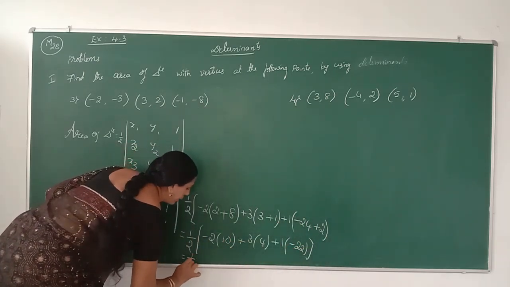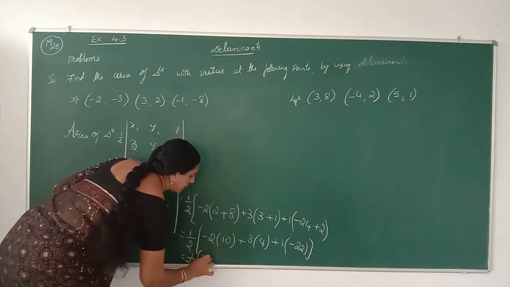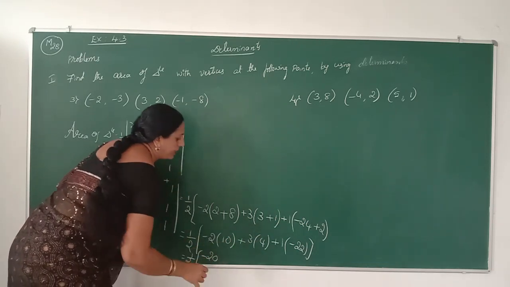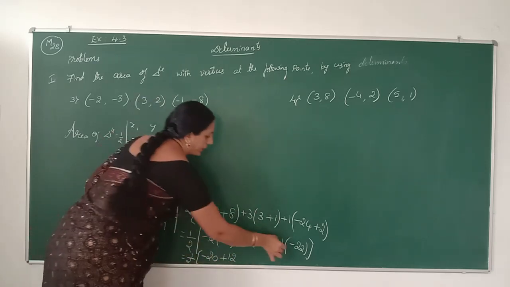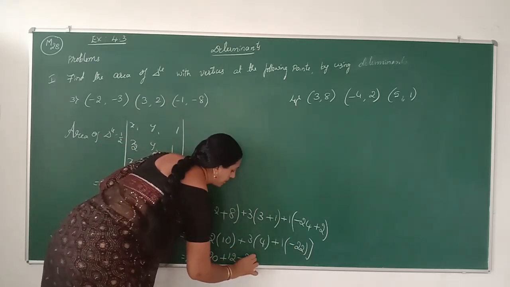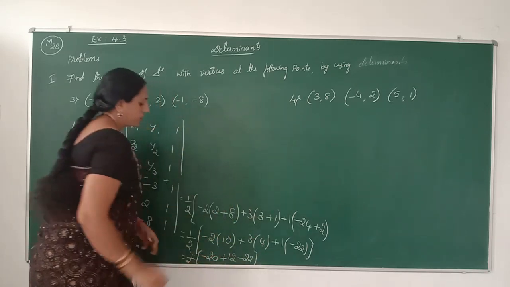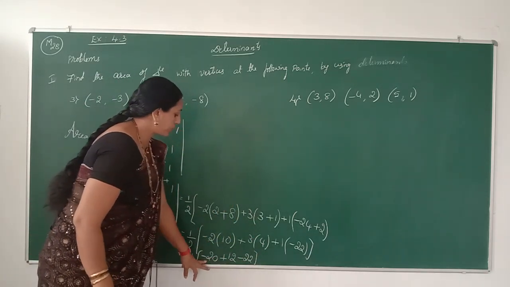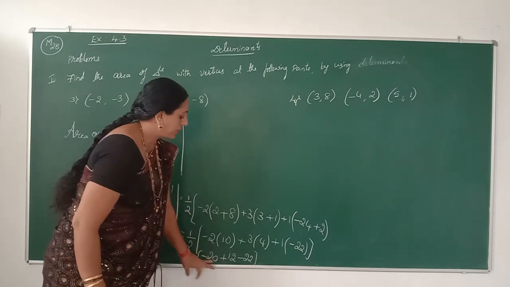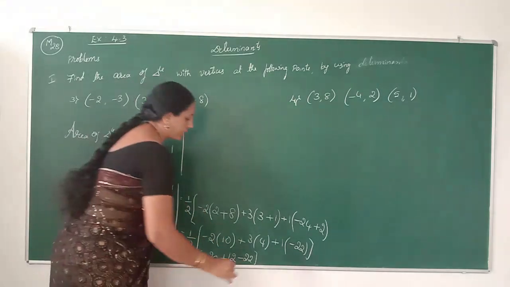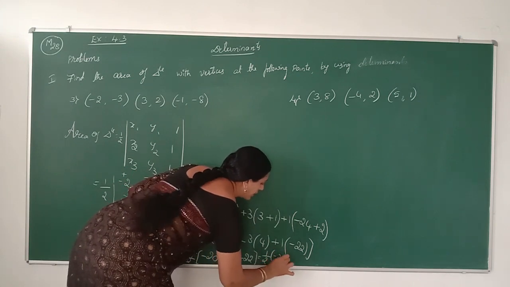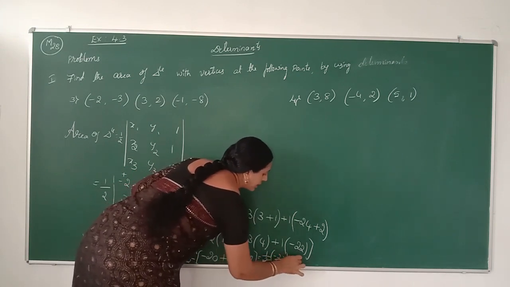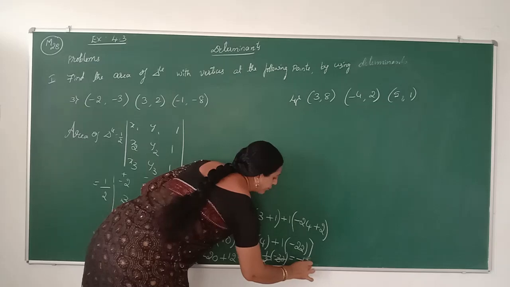Now, half of 2 into minus 10 is minus 20, 3 into 4 is 12, 1 into minus 22 is minus 22. So minus 20 plus 12 is minus 8, minus 8 minus 22 is minus 30. Half of minus 30 is nothing but minus 15.